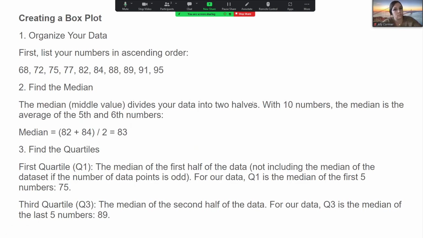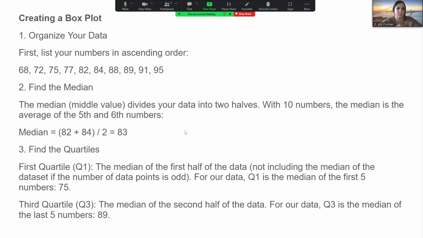Okay, next is a box plot. Again, we're using the same data set. However, we need to order them in ascending order, so smallest to biggest first, right? So I broke it down. Same 10 numbers, 68 to 95. I'm going to put them in order this time because their placement on this line is going to matter.